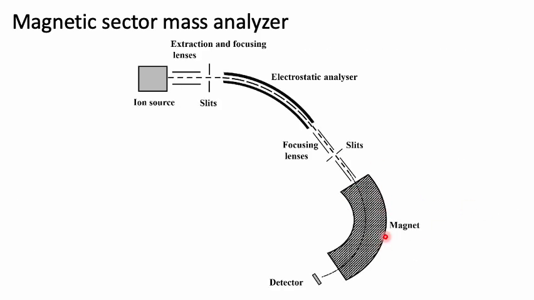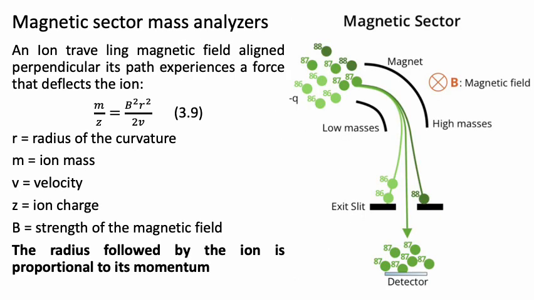So the second to last thing we're going to look at is the actual magnet, the mass analyzer, where we're actually separating out the masses we want to analyze from the masses we don't. So how a magnetic sector mass analyzer works is, we have an ion that's traveling in a magnetic field that's aligned perpendicular to the path that the ion is traveling through, and we want to deflect it. We have a similar equation to what we had earlier, where I've rewritten it in terms of mass over charge, because that's what we're actually working with.